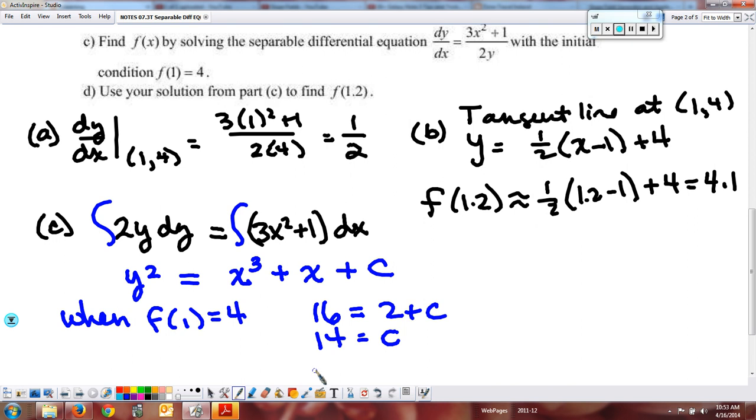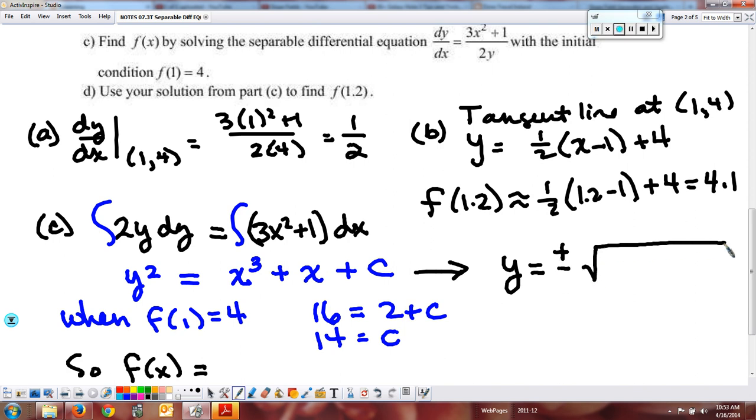Okay. And then we want to write down our answer, because you have to make sure you answer the question. So f of x, our particular solution, is going to be, oh, what should I do here? I went ahead and found c simply by solving this. I need to actually go y equals plus or minus the square root of x cubed plus x plus 14. That's my particular solution, but you're going to wait before you say which one you have.